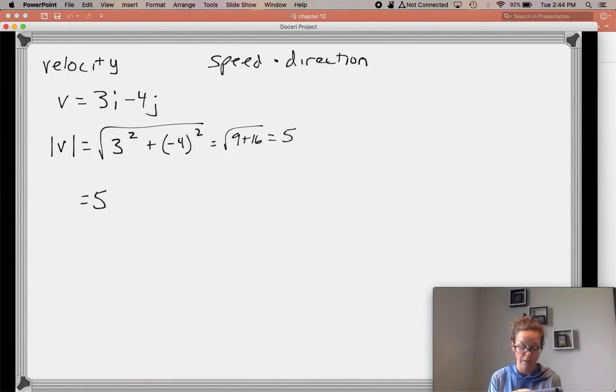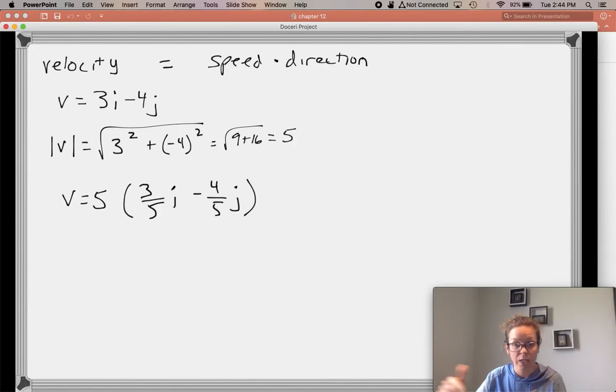So 5. Now, if I want it to be speed times direction, but it has to still be equal to that same vector, because we don't want to change it, we're just rewriting. Velocity is speed times direction. What I want to do is divide a 5 out of this. So I'm going to say 3/5 of i minus 4/5 of j. Then if I distributed the 5 back through, it'd be exactly equal to where we started. So we haven't changed it, but now we've broken it down into what is the speed, 5, and what is the direction. It would be in the same direction as that unit vector.